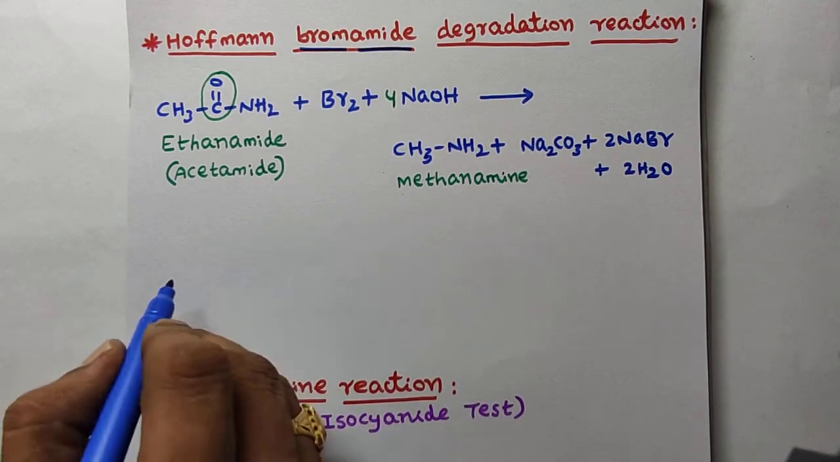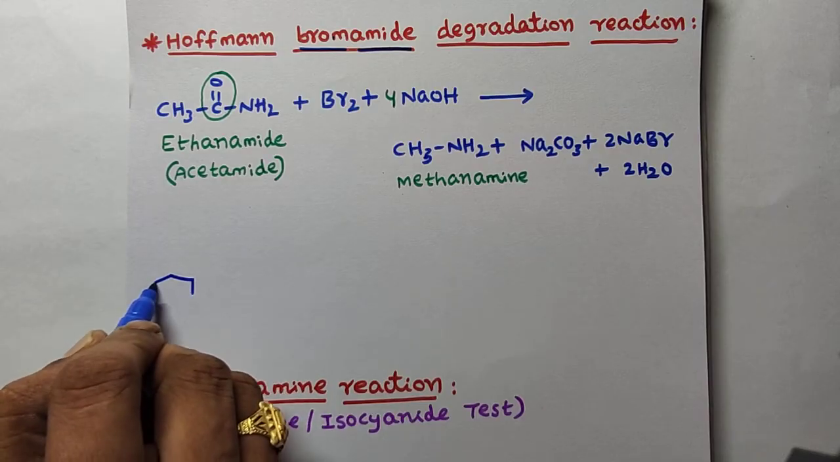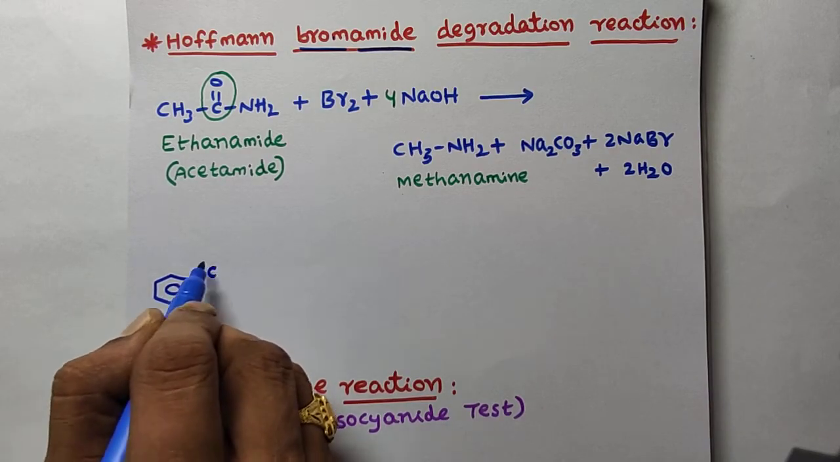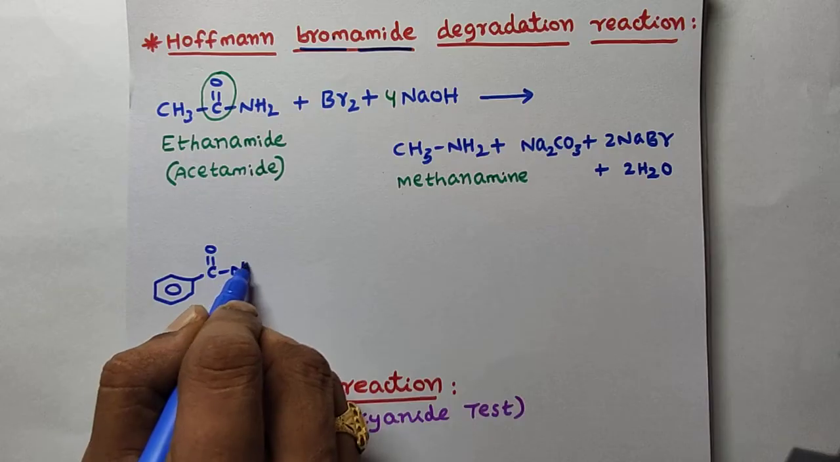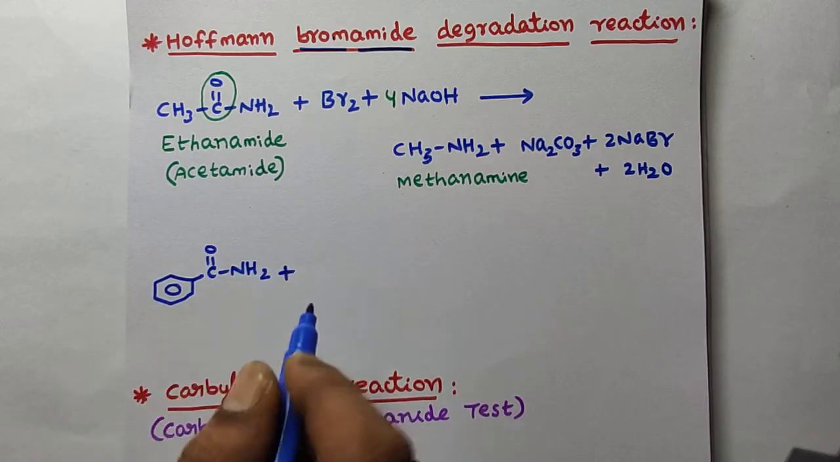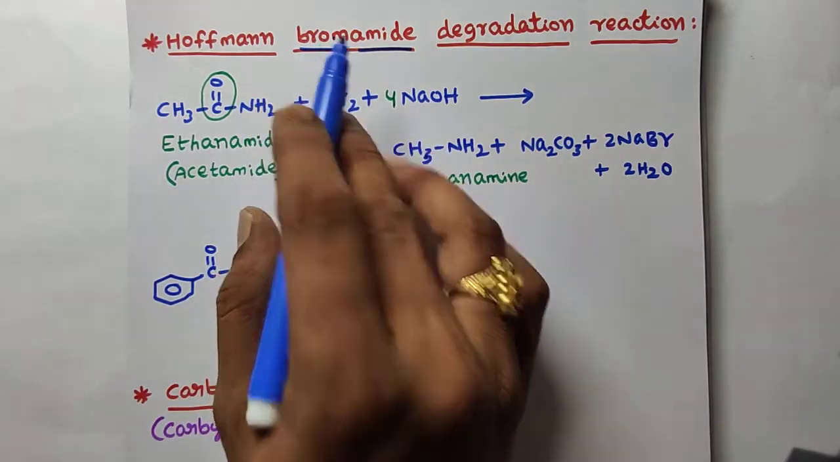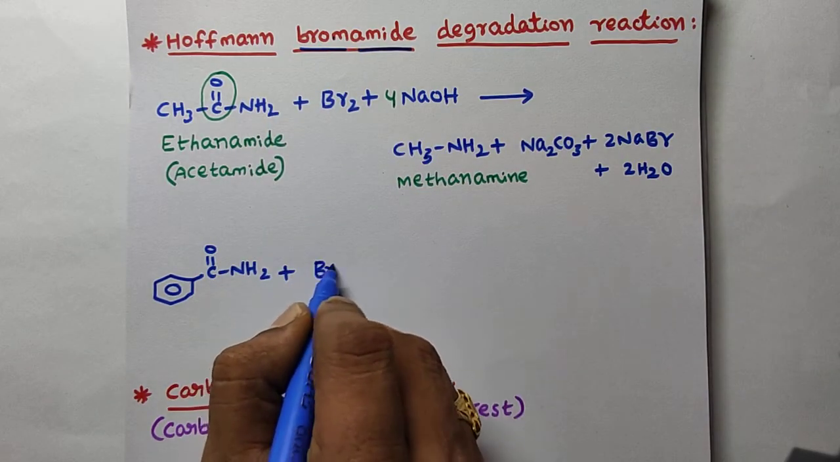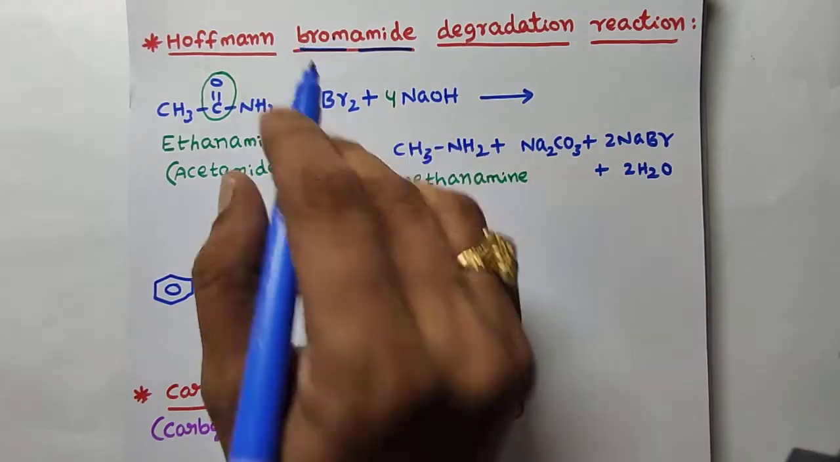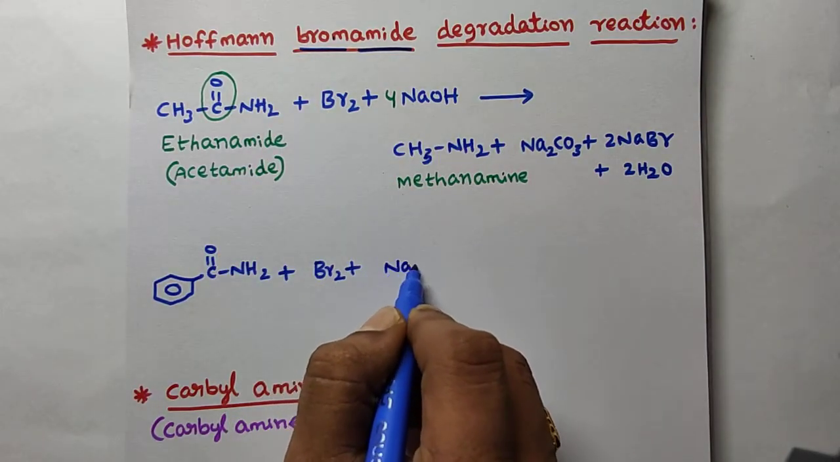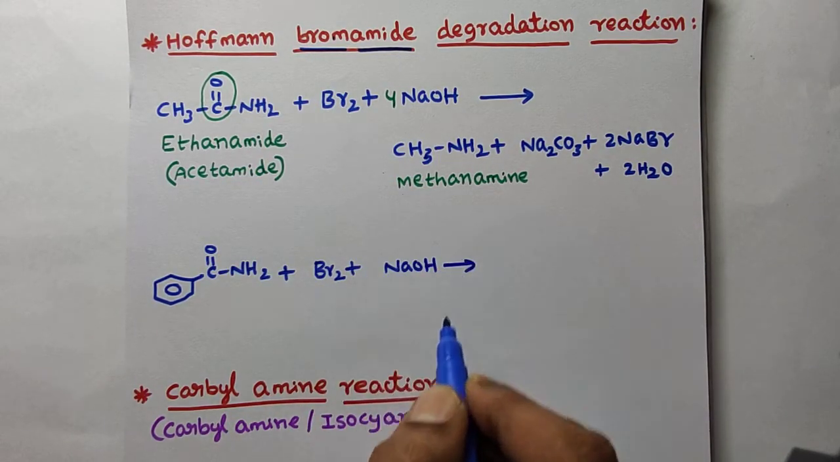This time I will take benzamide. Look at this. Take a benzene ring, and to that you write C double bond O NH2. The name is benzamide. Same to same, what are the reactants? Amide, you have taken. Bromine, Br2, you can take. B for base, NaOH.